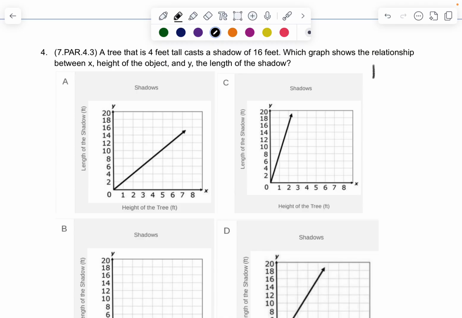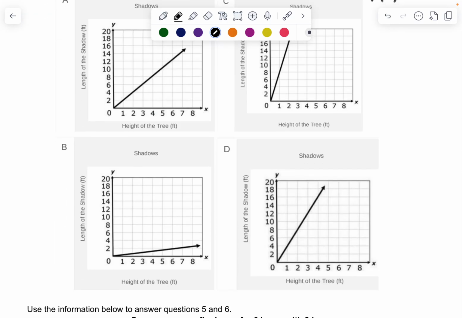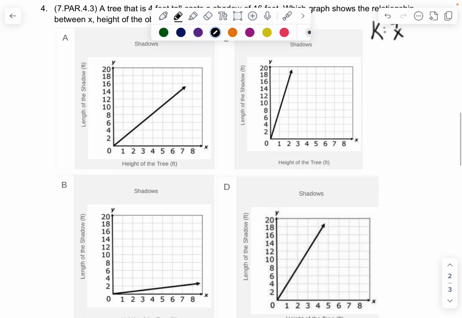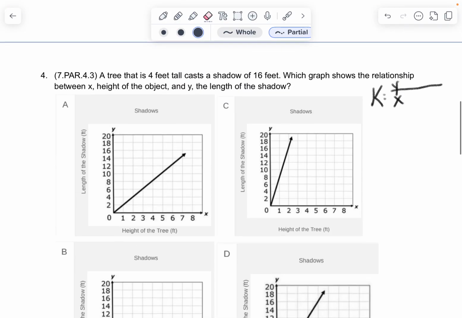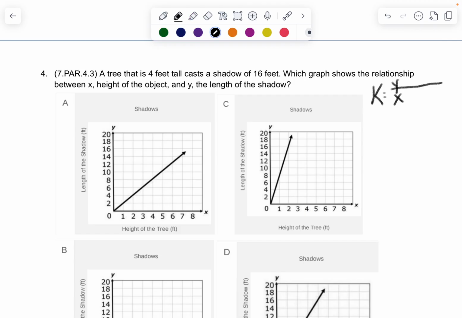Well, K equals Y over X. Let's do that first. Actually, let's don't. We're not going to need to do that. We can do that, but we don't need to do that. We're going to actually take what we're given, 4 feet and 16 feet. I do want to show you how to pull this out of the problem, though, because this is important.